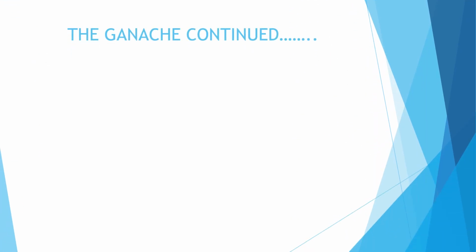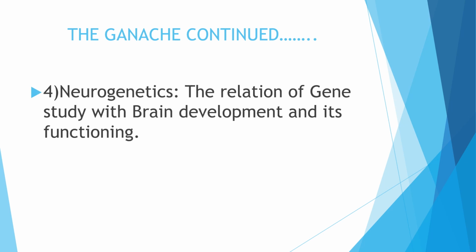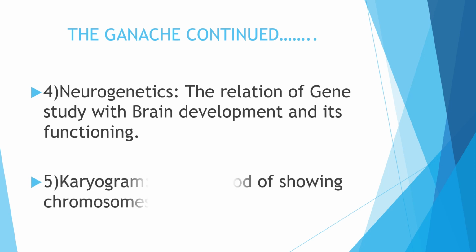The Ganesh further continued. Neurogenetics. It is the relation between neurology and genetics. How the study of genes is related with neural control, the development of the brain and the functioning of the brain. A karyogram. It is a method of showing chromosomes.